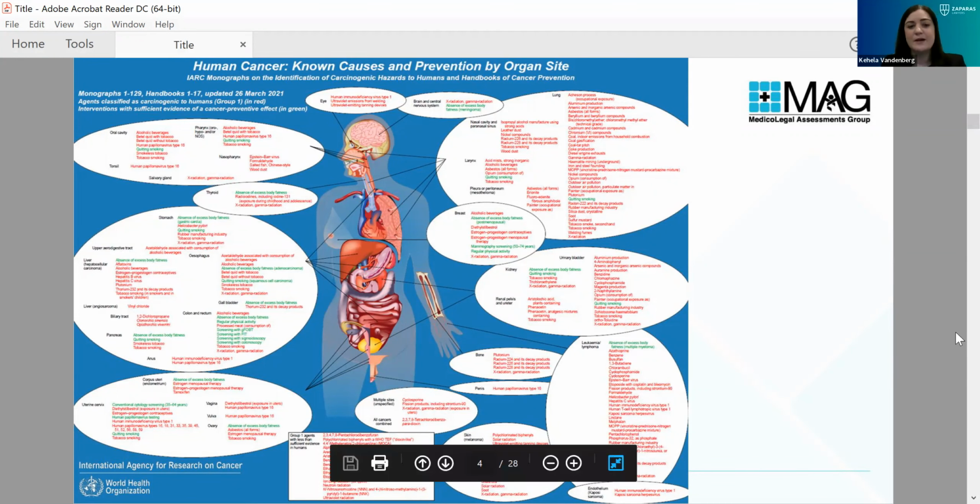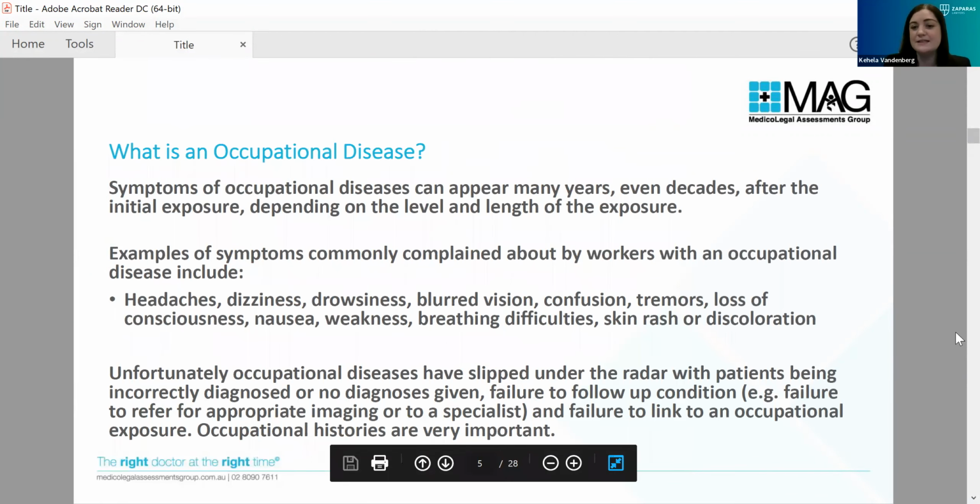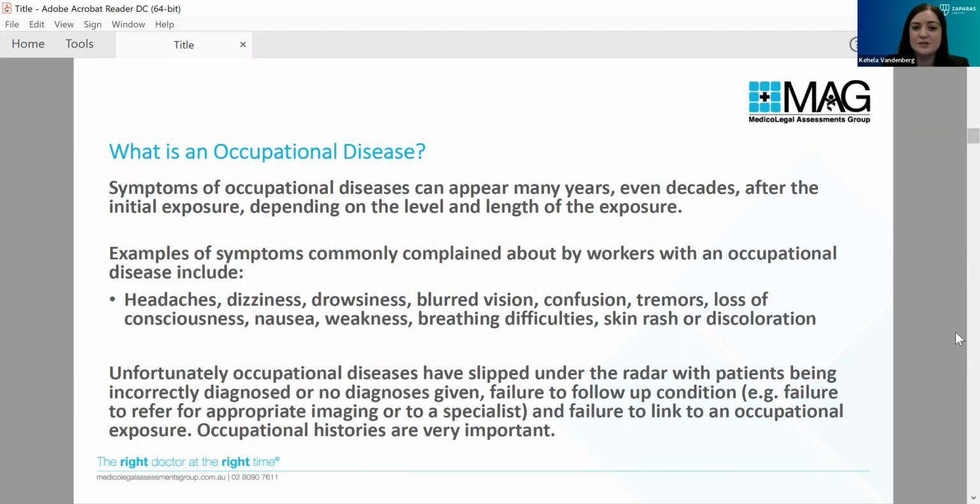Symptoms of occupational diseases can occur many years and even decades after the initial exposure, and it can also depend on the level and length of exposure. You can also have a very acute, direct response to something that's happened there and then, but other times it can be over a period of time. Asbestos is a classic example. You can be exposed to a fibre and then maybe 40, 50 years later develop symptoms and a condition.